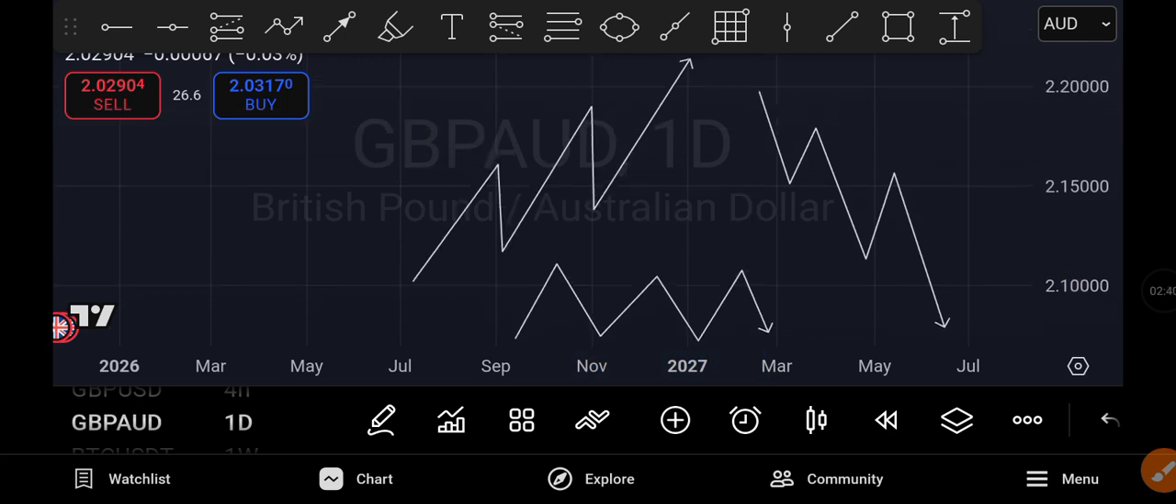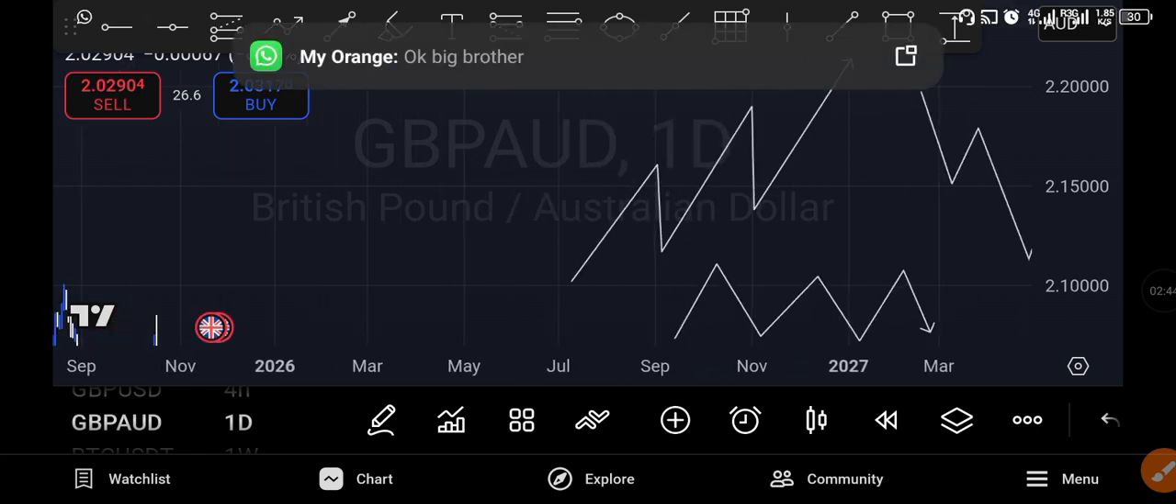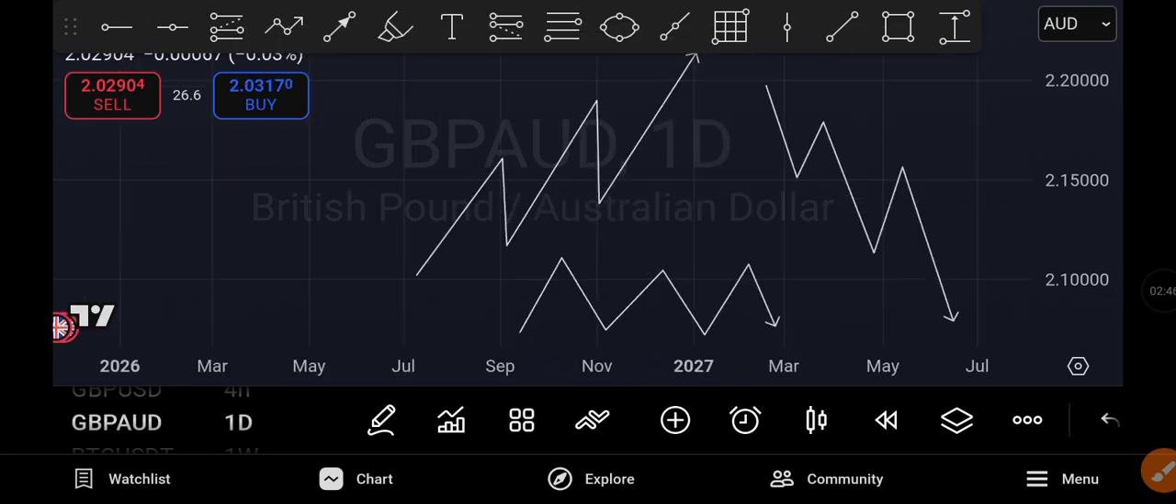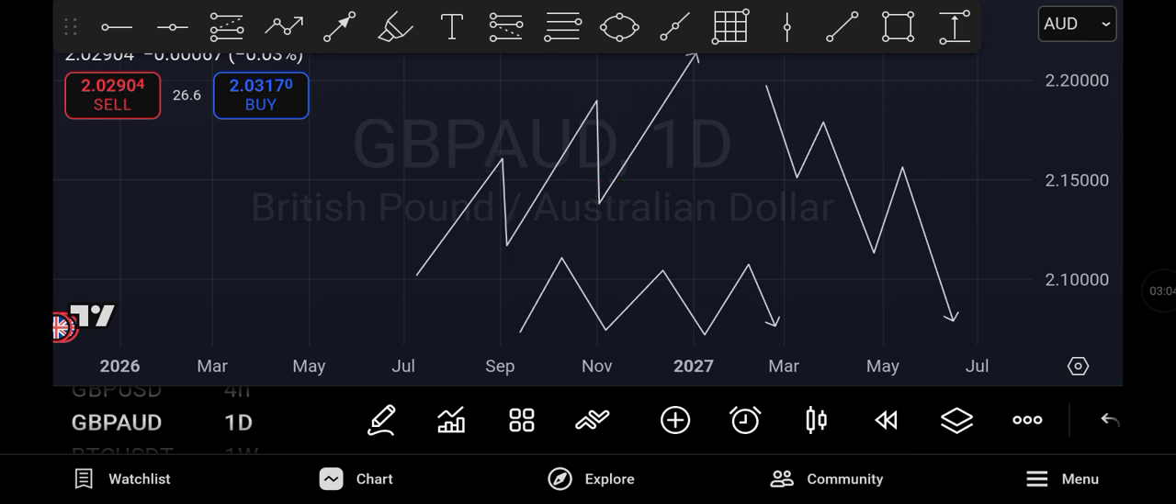The first thing you need to understand is that when price is in an uptrend, you create higher highs and higher lows. If you look closely, you realize this low is higher than this low, and this high is higher than this high, which means we are creating higher highs and higher lows. I believe the point is clear.